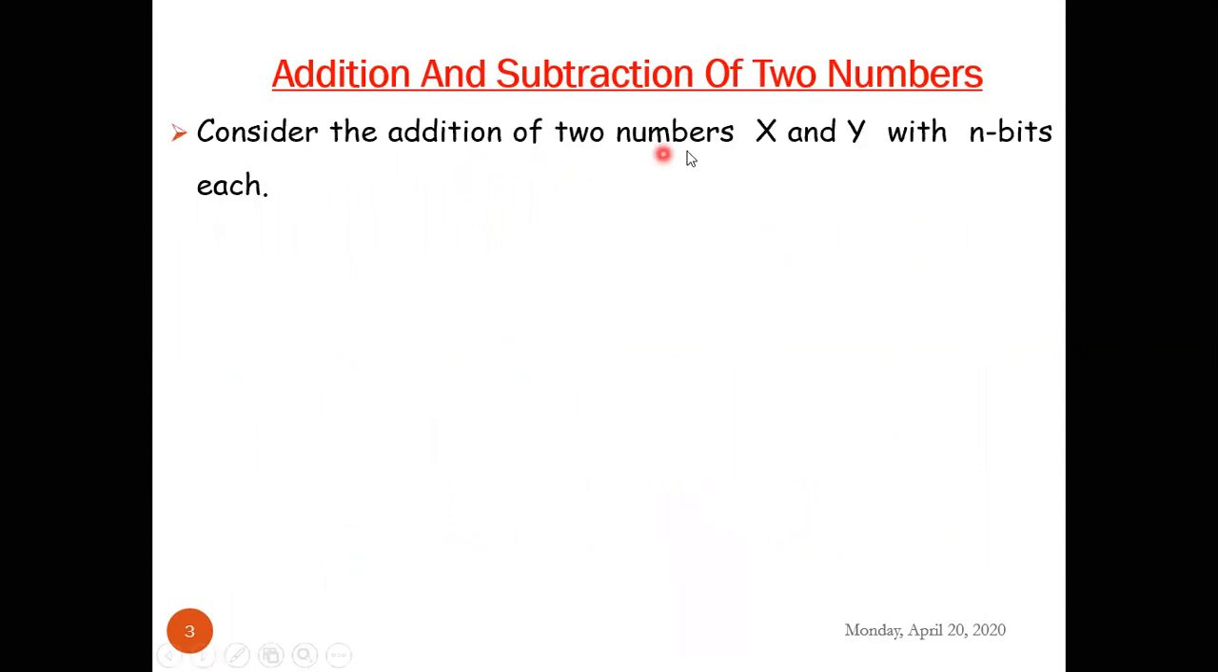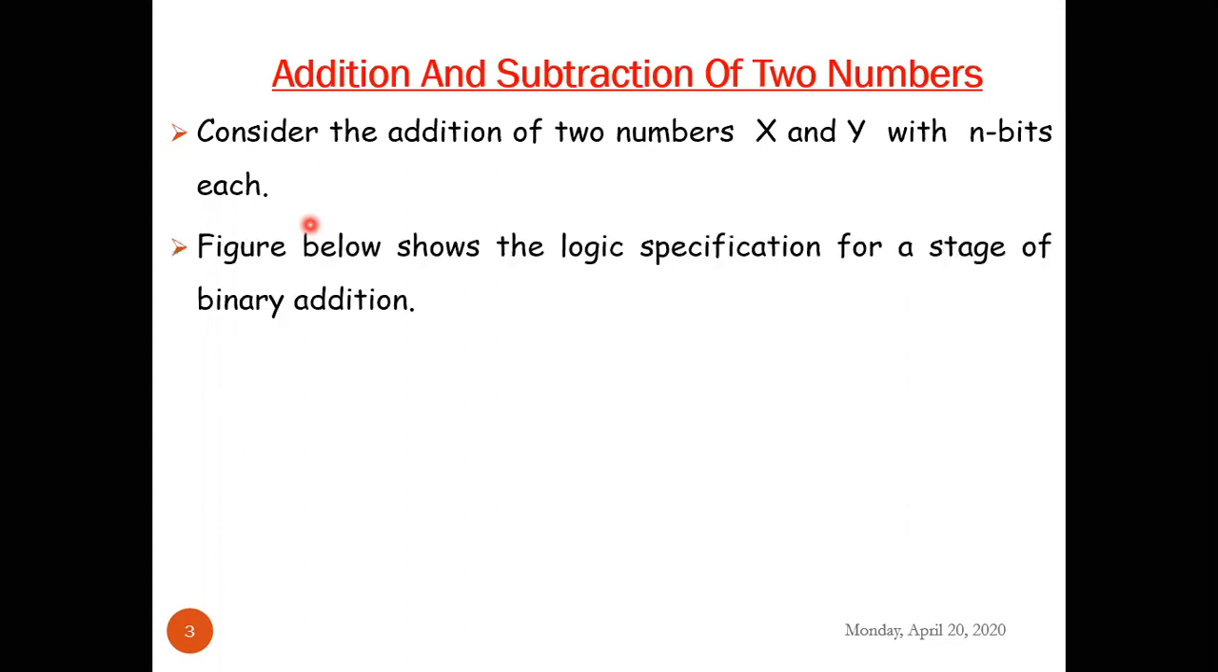Consider the addition of two numbers x and y with n bits each. Because a computer performs operations on binary numbers, we are considering n bits. Say it might be an addition of 4 bits, 8 bits, or 10 bits, or whatever it is. The figure in the next slide shows the logic specification for a stage of binary addition. You're going to see that shortly.